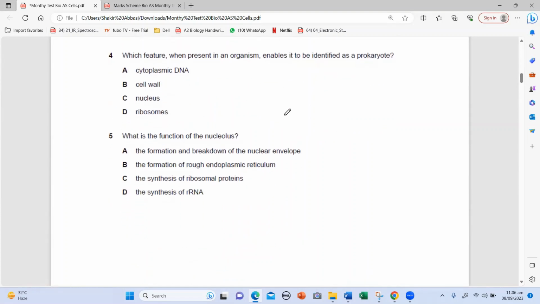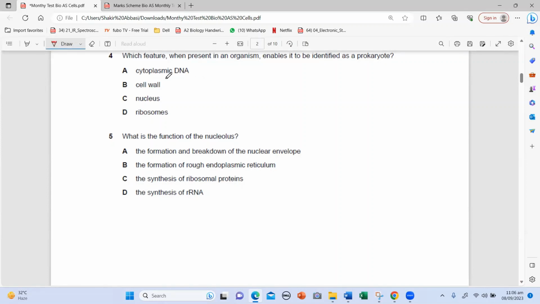Question 4 is about what enables you to identify a prokaryote. What makes you believe that the organism is a prokaryote? Obviously, prokaryotes have cytoplasmic DNA. They don't have a nucleus, so their DNA is found in the cytoplasm. Their cell wall is made of peptidoglycan. But having a cell wall does not qualify something to be called a prokaryote because plants also have a cell wall.